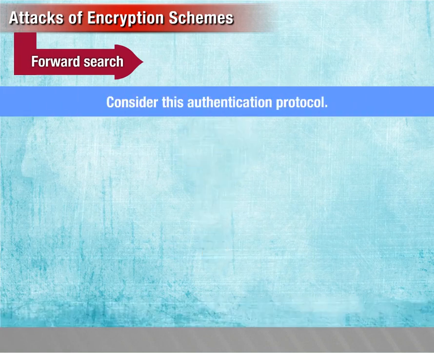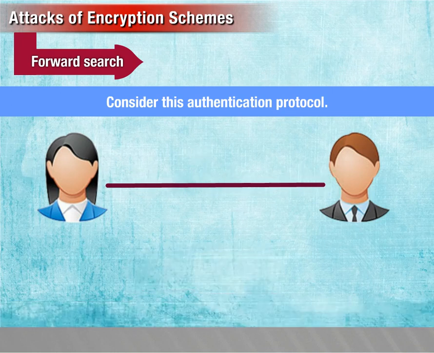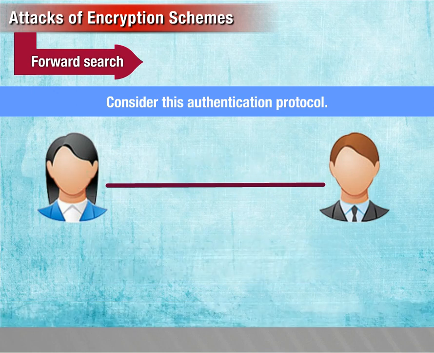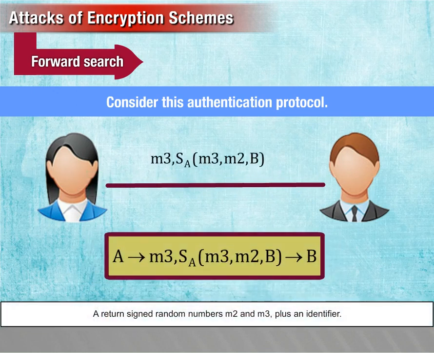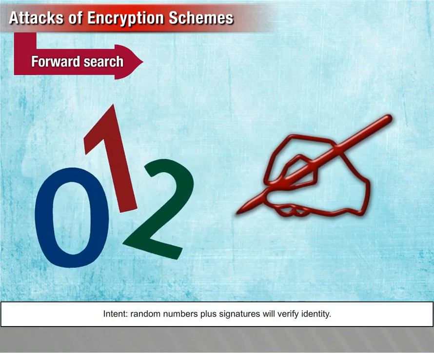Consider this authentication protocol. A sends random number M1 to B. B returns random numbers M1 and M2 signed plus an identifier. M2 returns to A. B returns SB of M2, M1, A. A returns signed random numbers M2 and M3 plus an identifier. A sends M3, SA of M3, M2, B to B. Intent: random numbers plus signatures will verify identity.